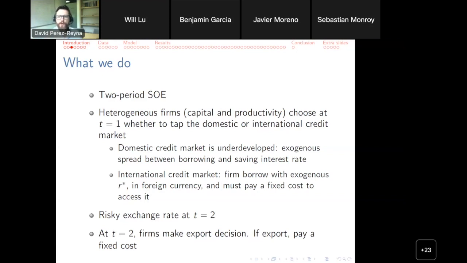So in the second period, we're going to have an exchange rate. This exchange rate is going to be risky. It's going to be observable in the second period. And once the firms observe the exchange rate, they're going to make an export decision. If they decide to export, they're going to pay a fixed cost.